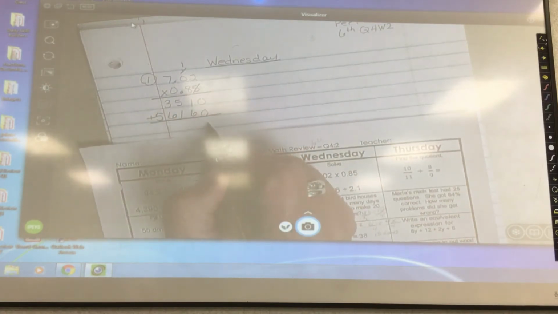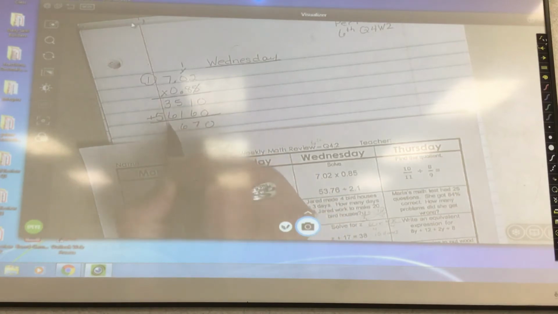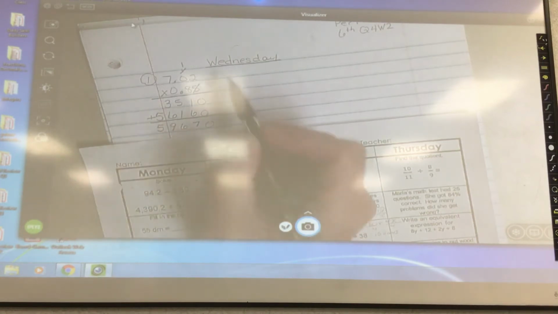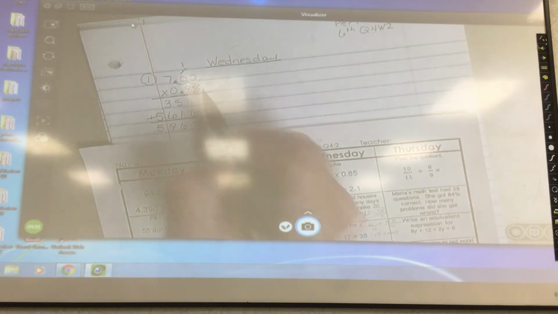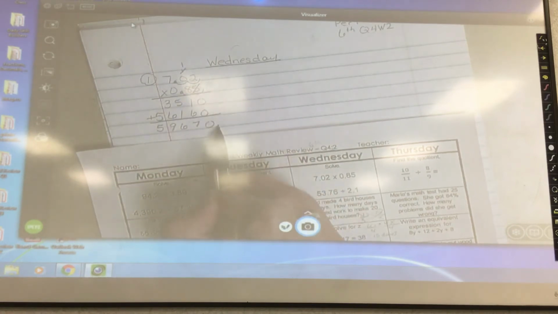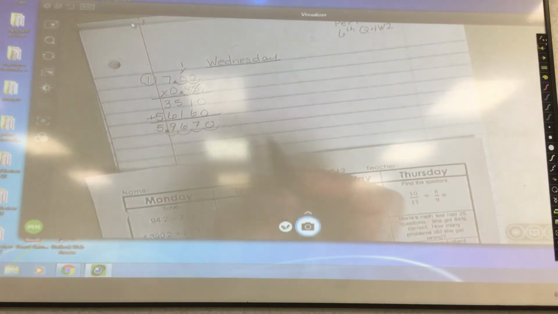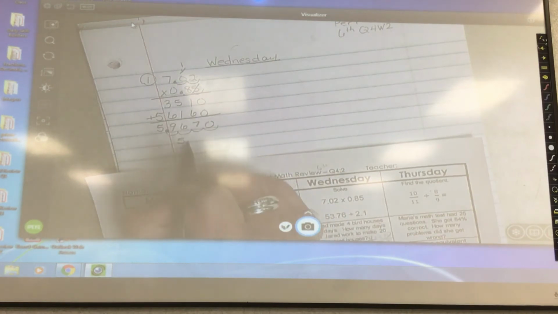0 plus 0 is 0. 1 plus 6 is 7. 5 plus 1 is 6. 3 plus 6 is 9. And then a 5. Then you come back and count your decimal places. 1, 2, 3, 4. Start all the way to the right, and then go to the left. 1, 2, 3, 4. Place your decimal. Rewrite your answer, 5.9670. And then you put a box around your answer.